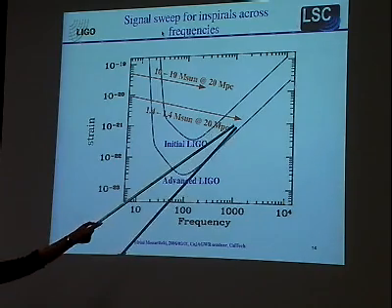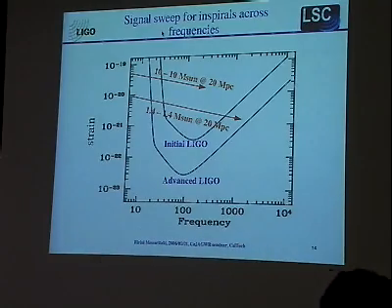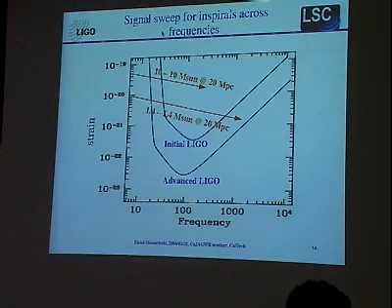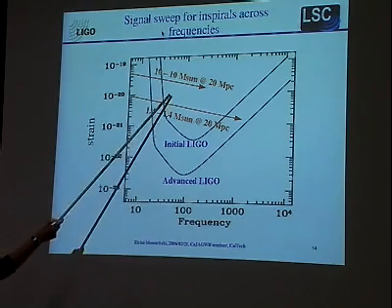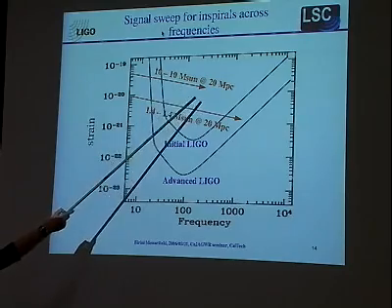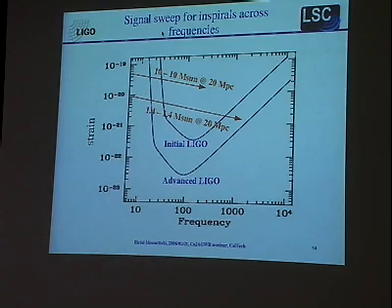And so the in-spiral ends somewhere at 1400 hertz. The upper arrow is for a 10-10 solar mass binary, again at 20 megaparsecs. And you can see that the signal is a bit louder, but it ends at a bit above 200 hertz. So it ends halfway through the frequency band of LIGO.